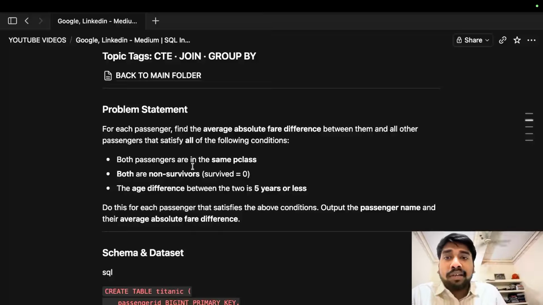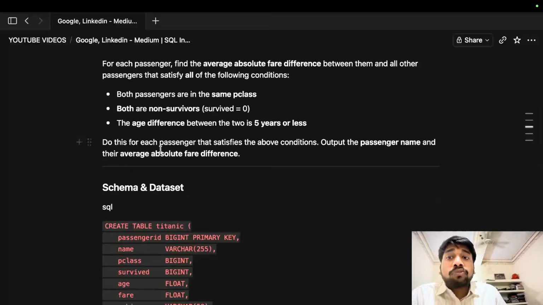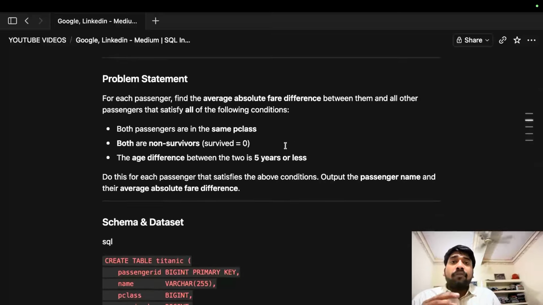Okay, so these are certain conditions: passengers are in the same class, they are non-survivors, and their age difference is less than 5. Do this for each passenger. For example, we have 4 passengers A, B, C, D, and other details are given. So for A, we need to compare it with B, C, and D and check if all those conditions given in this question are matching or not. That is just what we need to do.